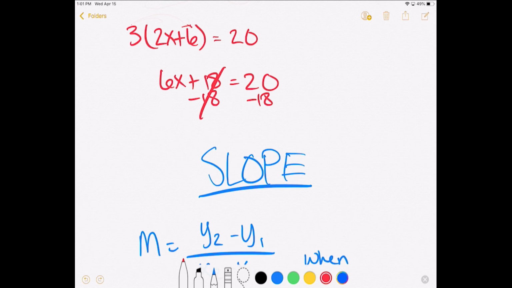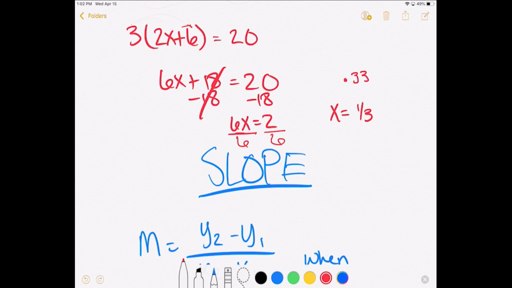So I got 6x equals 2. Last step, again, to get rid of this 6, I got to divide it. It's getting multiplied right now. So when I divide 2 divided by 6, that's the same as 1/3. Okay, if you gave me a decimal, it'd be 0.333. So you put that little bar there so that I know it's repeating.